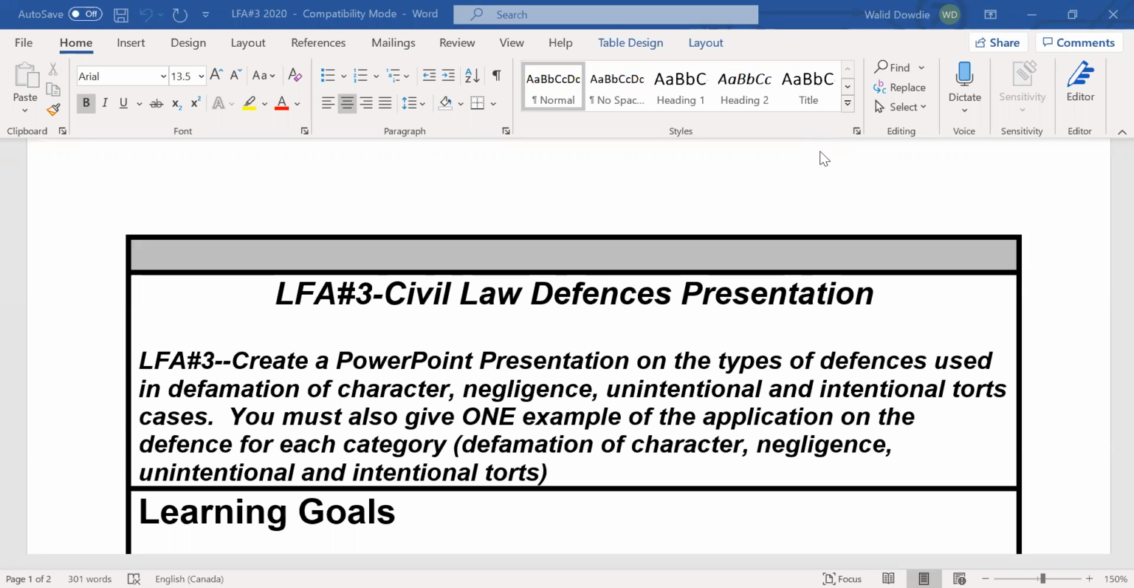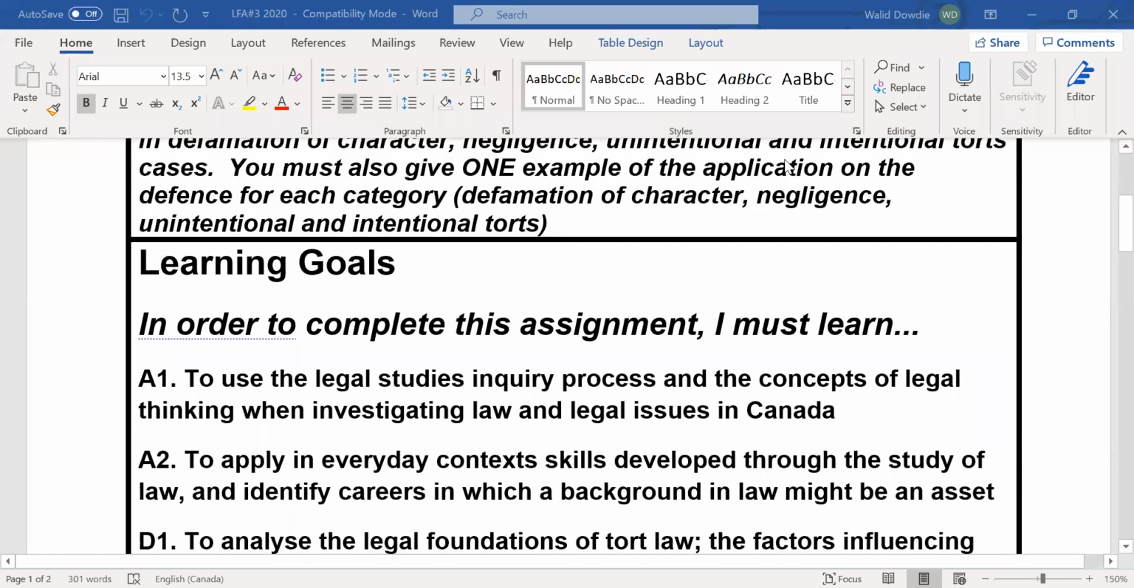Okay, so the next assignment is called a Civil Law Defenses Presentation. You're going to create a PowerPoint presentation on the types of defenses used in defamation of character, negligence, unintentional, and intentional torts cases. You must give one example of the application of each defense for each category. So it's basically you're creating a presentation that tells someone how they would defend themselves against accusations or civil litigation brought up against them.